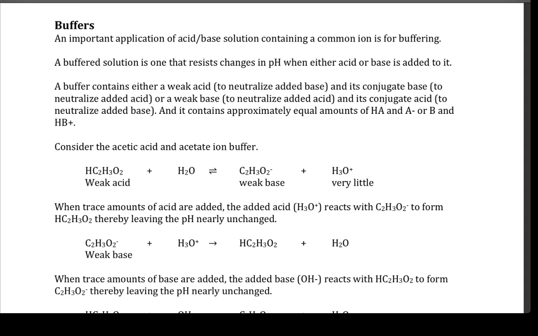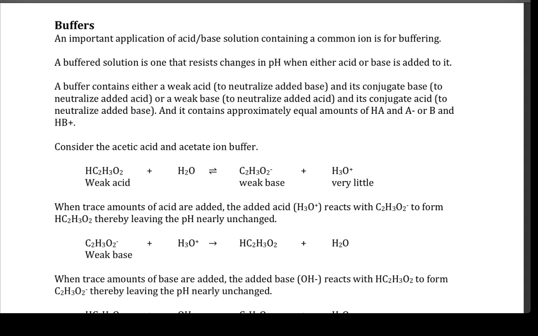And it contains approximately equal amounts of HA and A minus, or if it's the basic kind of buffer, B and HB plus. Consider the acetic acid and acetate ion buffer. So that means a buffer made of HA and A minus, where HA is acetic acid, HC2H3O2, and A minus is acetate ion, which is C2H3O2 minus.